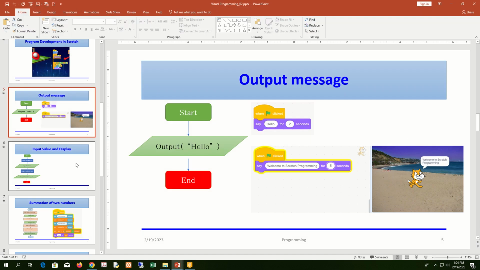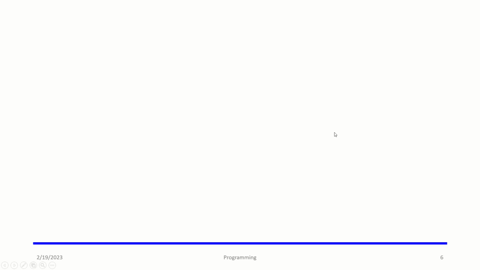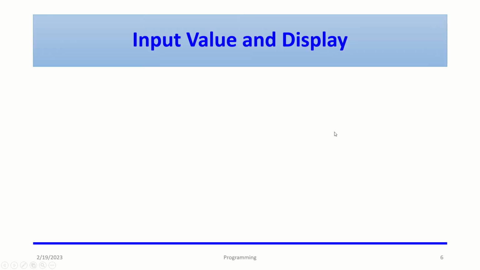Then we will see how to take input from the user. So how to take user inputs. How to input a value and display the user input. So this is the flow chart. First of all, before taking the user input, we have to create a variable to store the user input.